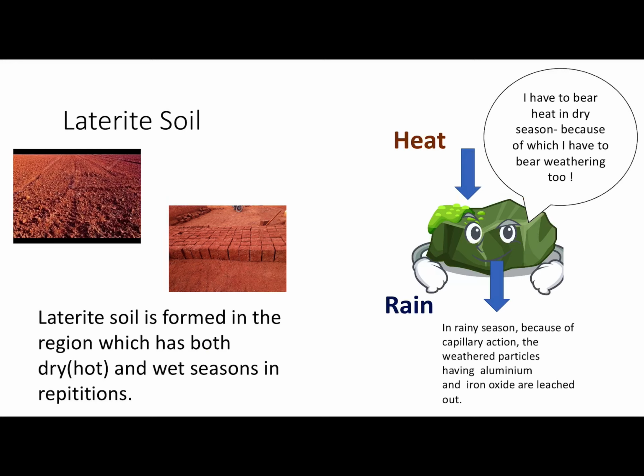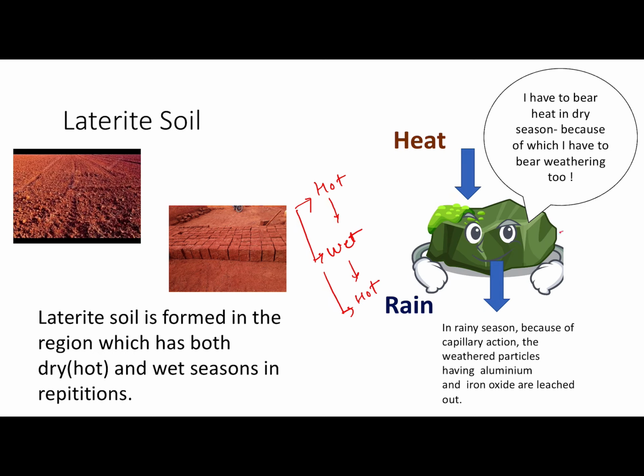Laterite soil is formed in the region which has both types of climate, hot climate as well as wet climate. It is only formed in the region which has both these climates alternatively: wet climate after hot climate, then again hot climate after wet climate. And why is that so? That we will see.